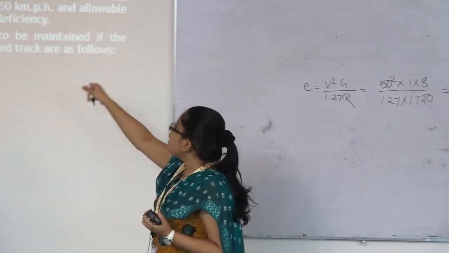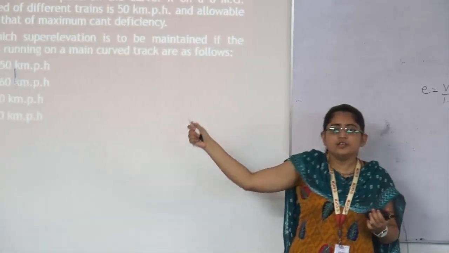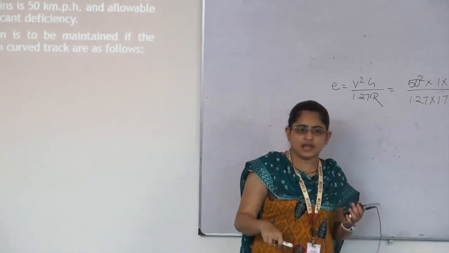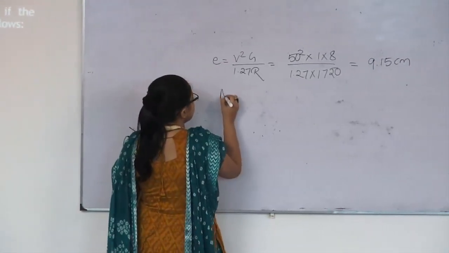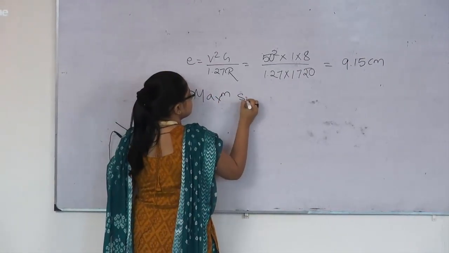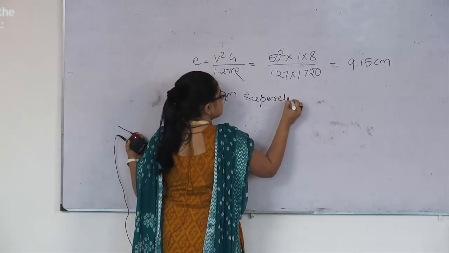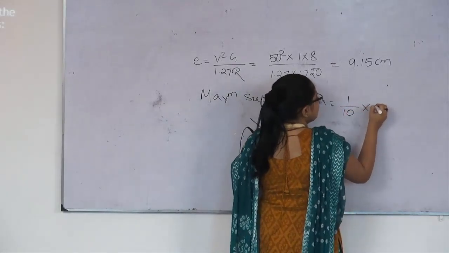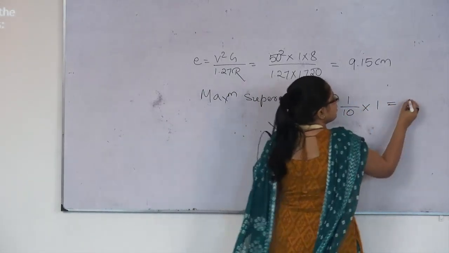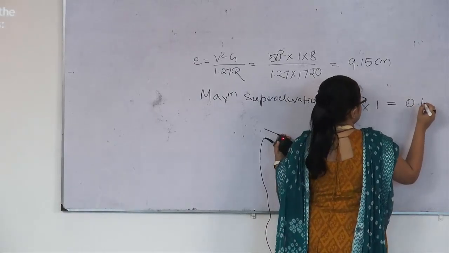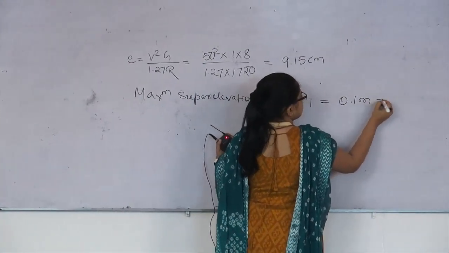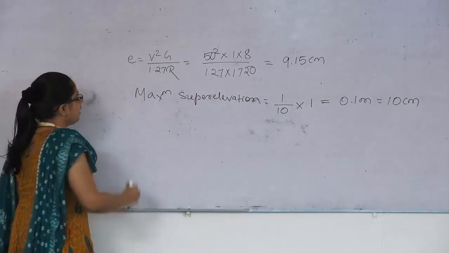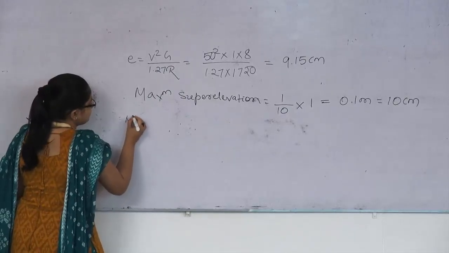Okay, 9.15 cm. So here, what is written? You have to take the maximum cant deficiency. So we have to check what the maximum super elevation is, what the maximum theoretical cant is. What is the maximum super elevation? 1 by 10 into 1 meter, how much? 10 centimeter.